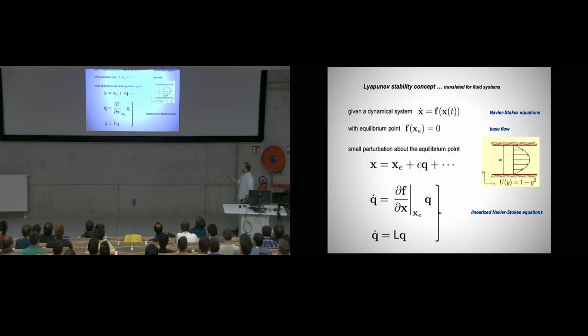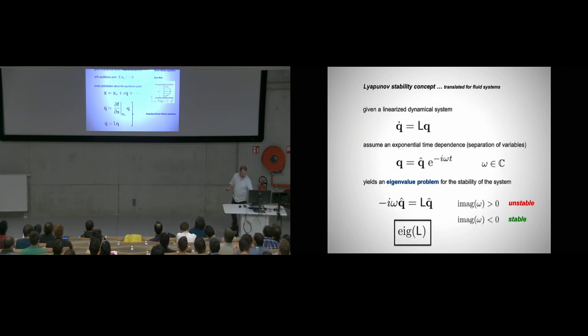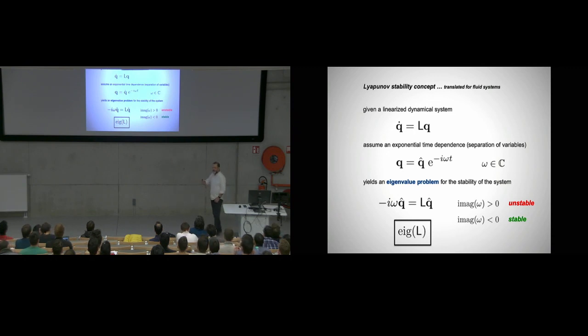For small epsilon, they're governed by the Jacobian. And the Jacobian is our linearized Navier-Stokes equations. If you want to modify them, you can bring them into a nicer form, and then they're known as the Orr-Sommerfeld equations. So you have an evolution equation with the Jacobian as the system matrix. And then if you throw in the Lyapunov stability concept, that is equivalent to saying I'm going to have e to the minus i omega t, because I have exponential instabilities.